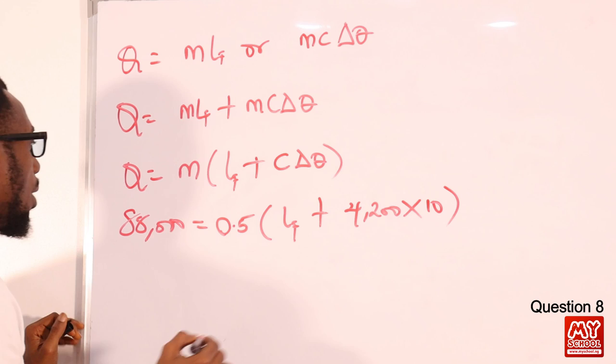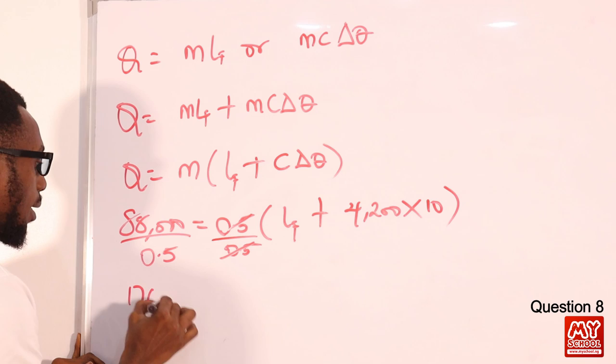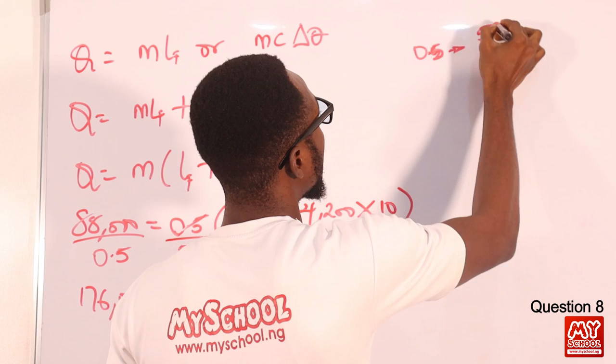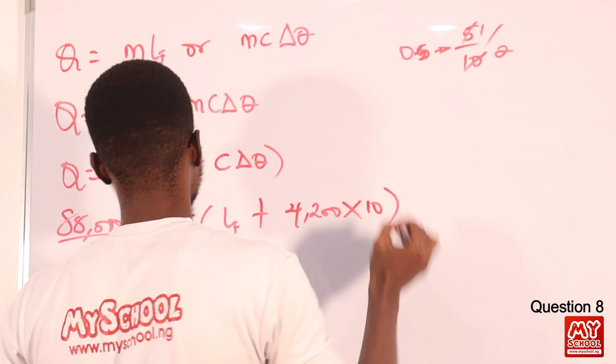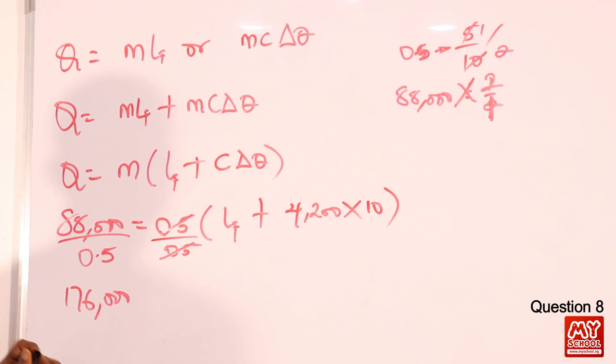From here I can first divide both sides by 0.5. If I divide 88,000 by 0.5, what I should have is 176,000. Because if I convert 0.5 to a fraction, I have 5 over 10, 5 1, 5 2, so I have 1/2. That means I'm saying 88,000 divided by 1/2, or 88,000 times 2/1. This is just for situations whereby you don't have access to a calculator, so you still know what to do.